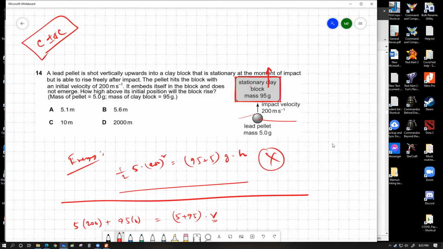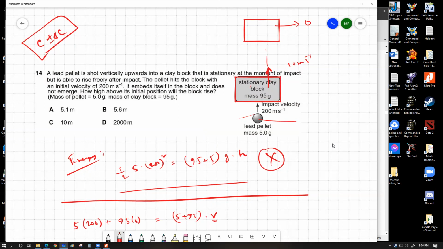So after the collision, the initial velocity of the combined object is going to be 10 meters per second. Using this velocity, the combined object is going to start to rise upwards, and eventually at the final point, this is going to come to rest. That's what we mean by maximum height. So at this point, the final velocity should be 0. Initial velocity in this case is 10.